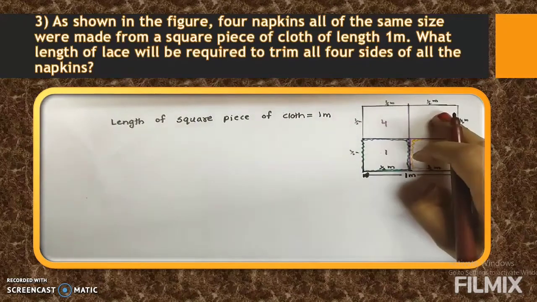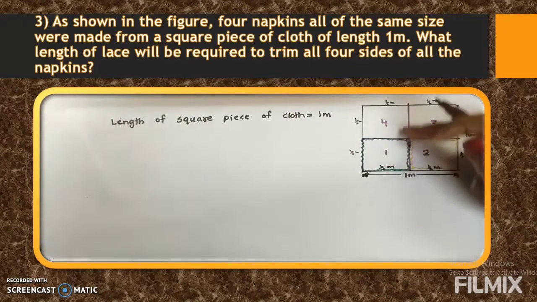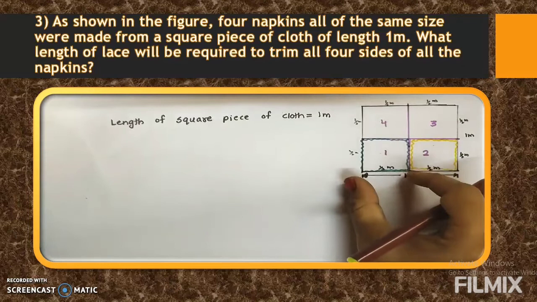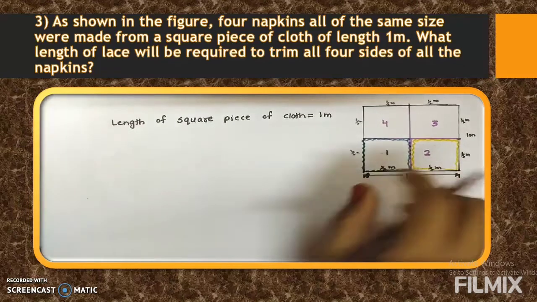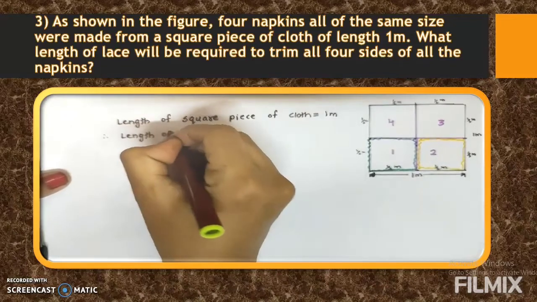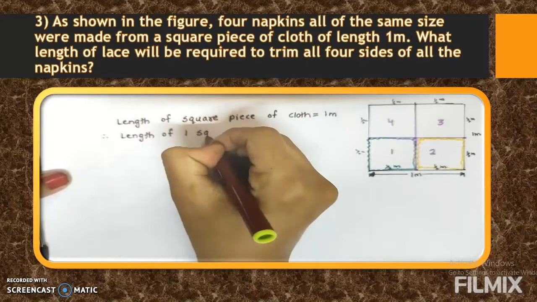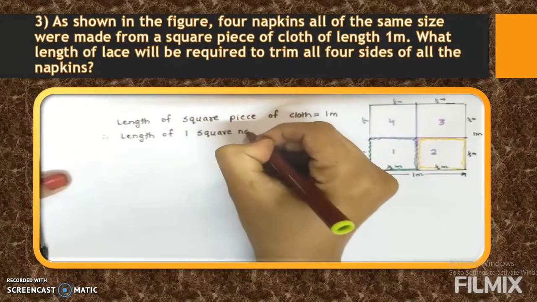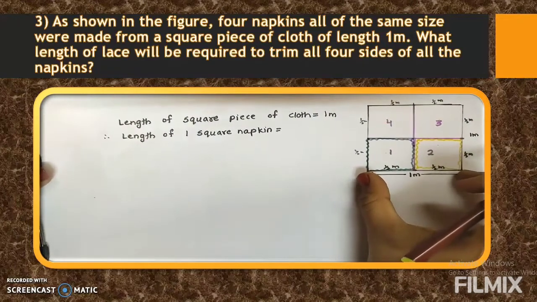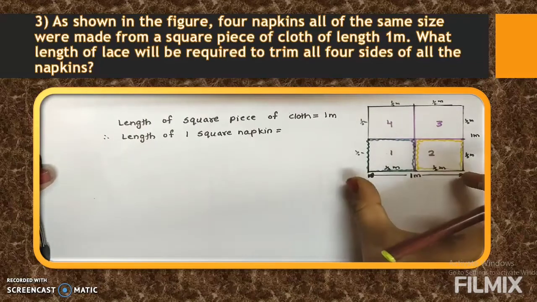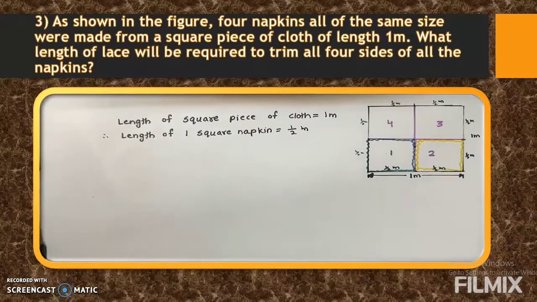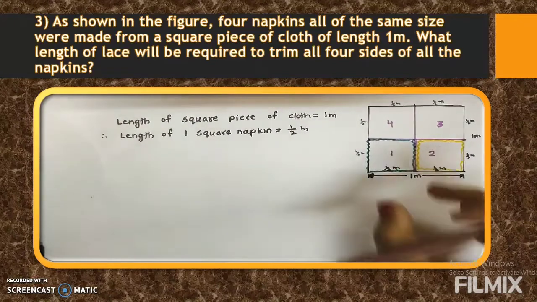Now as we have to make 4 equal napkins, the length will become half of it. So what will we write now? Length of a square napkin will be half of 1 meter. Therefore, length of 1 square napkin will be what? This side is 1 meter, and as we are cutting from between, half of 1 meter will be half meter. Now we got the length of one napkin.